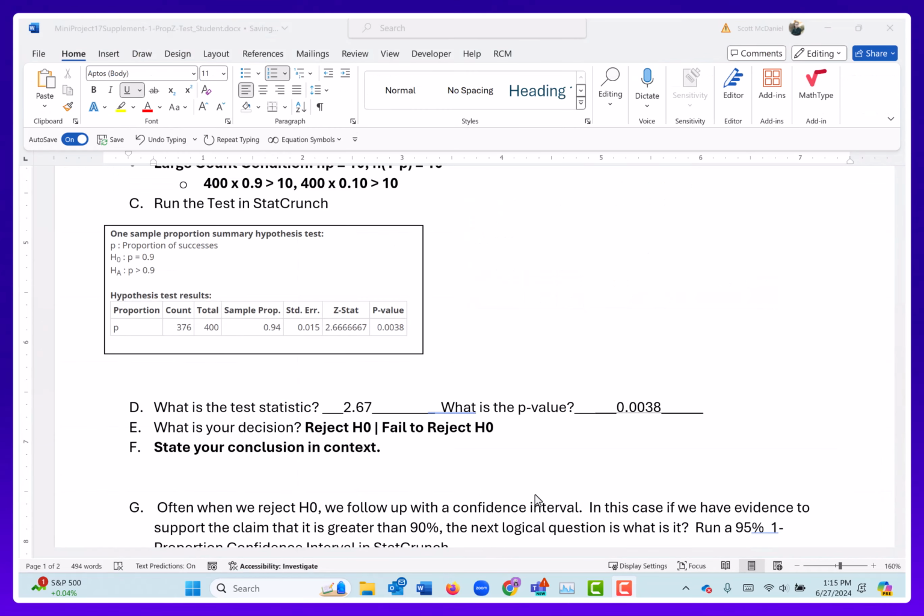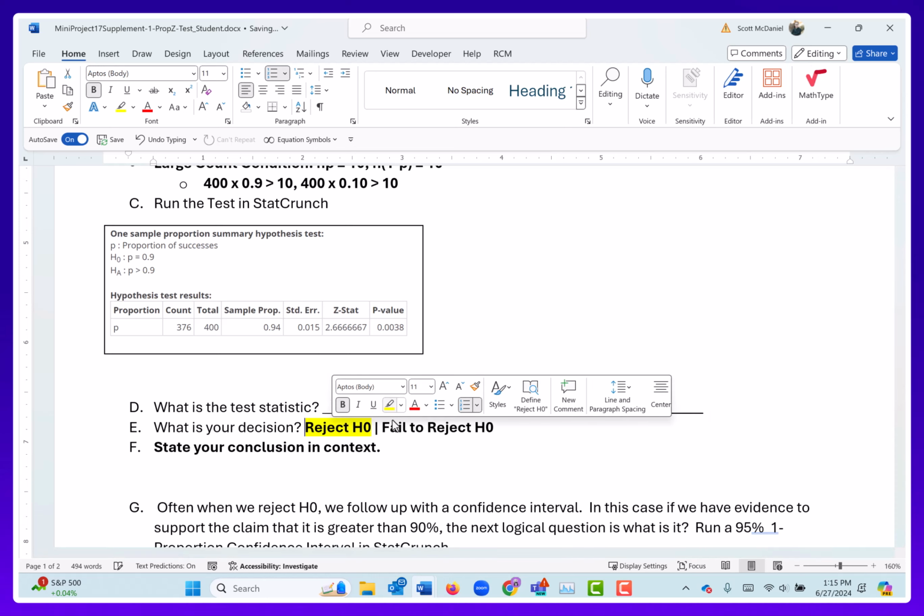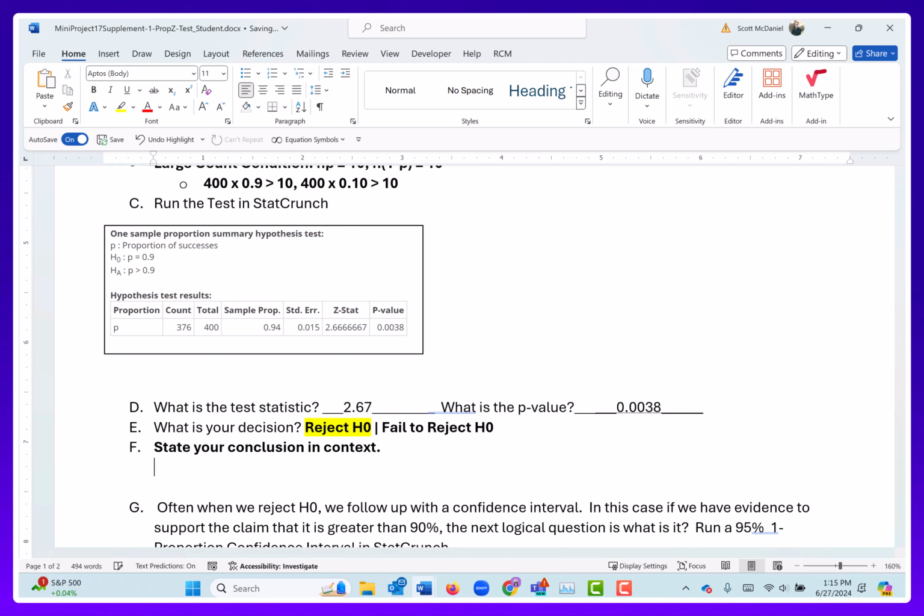Okay, so what are we going to do? Small p-values mean the likelihood of us getting a result of 0.94, if the true proportion really is 0.9, is very unlikely. Only about 4 out of every 1,000 samples. So we're going to reject that. Very unlikely. 4 out of 1,000. So what are we going to say our conclusion is?